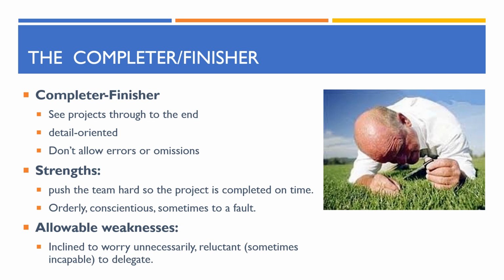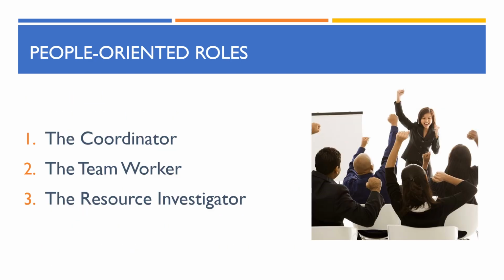Deadlines are a priority for completer finishers, and they push the team hard so the project is completed on time. Perfectionist is a good term to describe these individuals. They're orderly and conscientious, sometimes to a fault. Completer finishers tend to worry unnecessarily, and they find it hard to delegate tasks, because they always believe they can do it better. The next category is people-oriented roles.